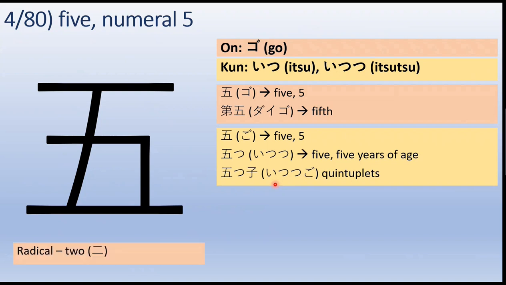The radical, it is derived from radical 2. So you can see here, this is 2 radical, and then these are the additional lines which makes it 5. This is the stroke order, the first line, the second line, the third line, and the fourth line. So there are 4 strokes involved in this character.